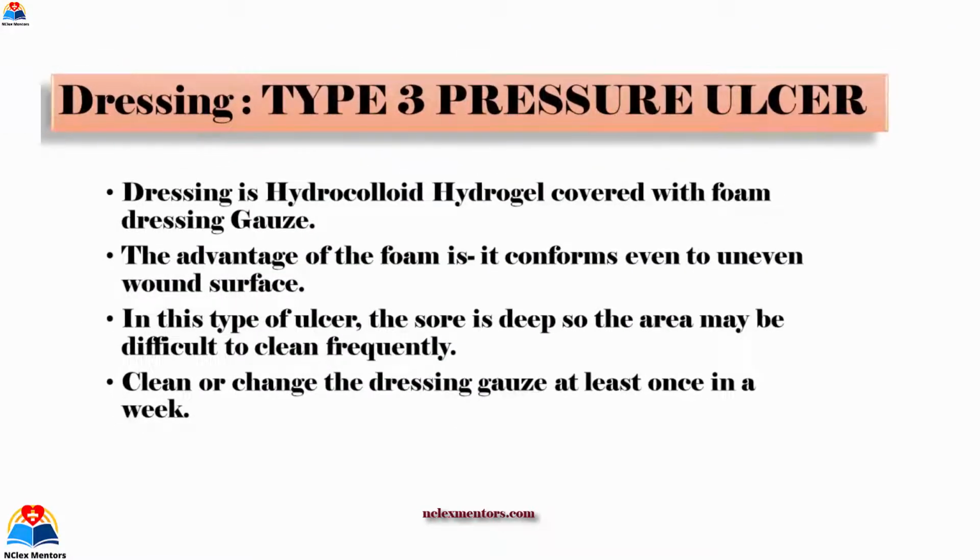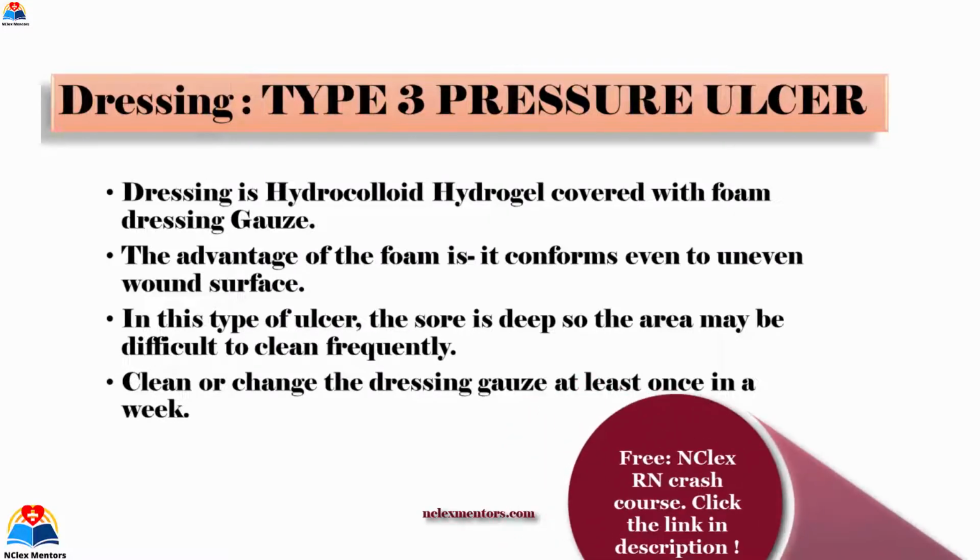For type 3 pressure ulcers, the dressing is hydrocolloid hydrogel covered with foam dressing gauze. The advantage of the foam is it conforms even to uneven wound surface. In this type of ulcer, the sore is deep, so the area may be difficult to clean frequently. You should, however, at least clean or change the dressing gauze at least once a week.